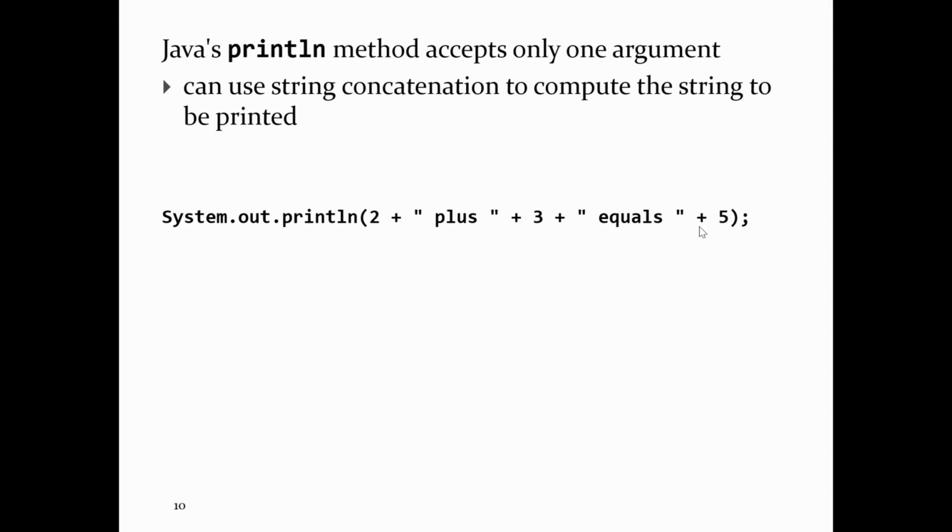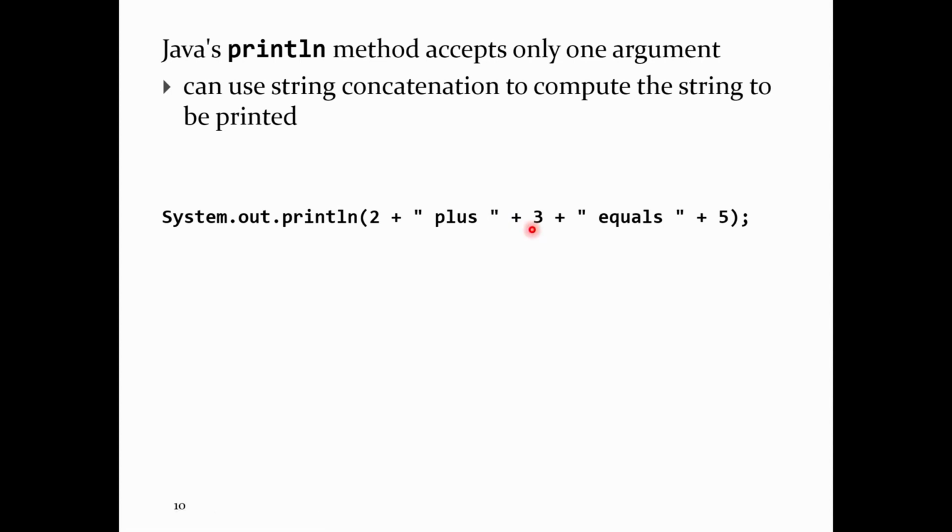And so what this does in Java is it looks at the 2 and the string plus. The compiler says, oh, you want me to take the number 2 and the string plus and join those together. So that's going to make the string 2, space, plus, space. That produces a string.